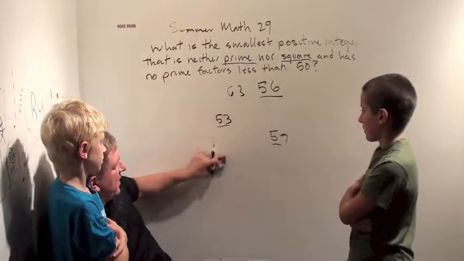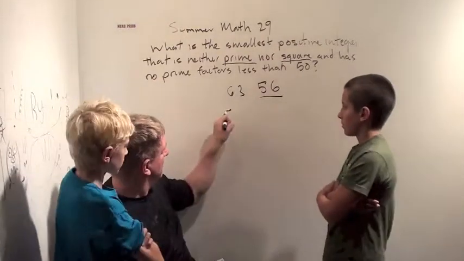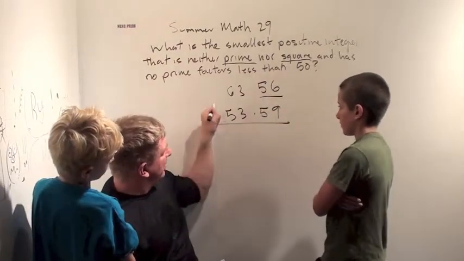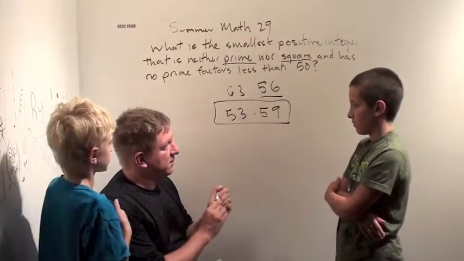So we got our two primes, and now we just have to multiply them together. 53 times 59. And we're not going to do that. Whatever that number is, that's our answer. Make sense?